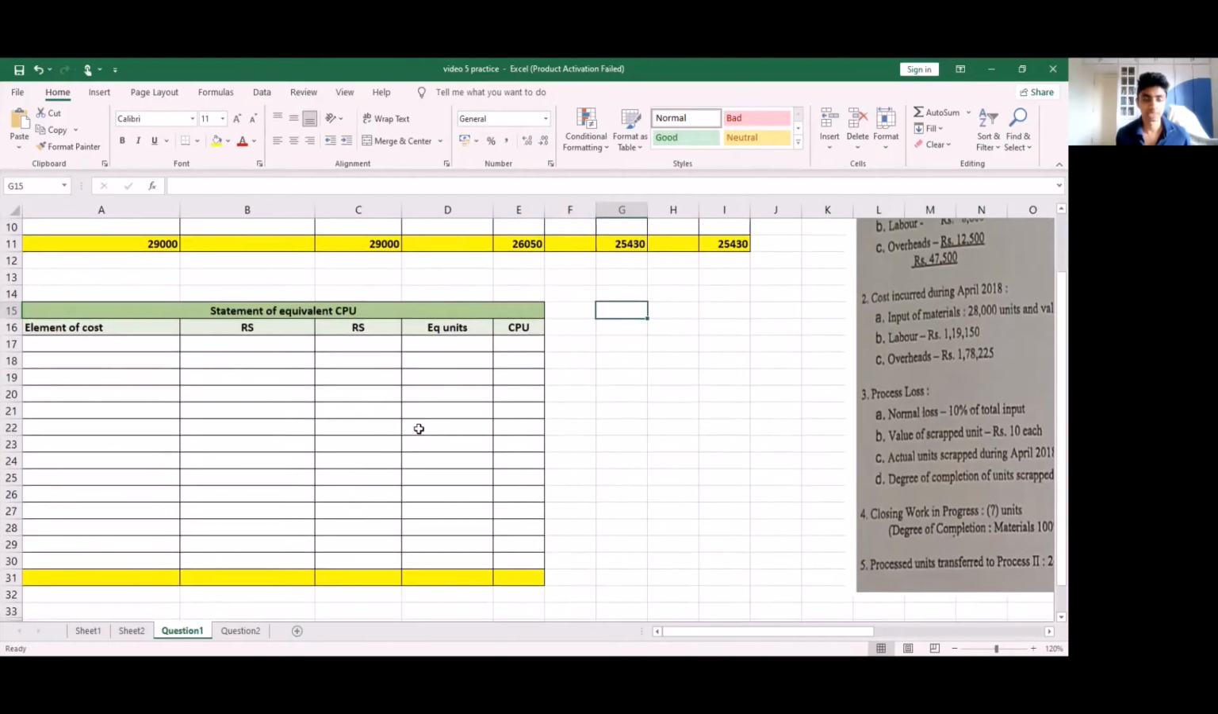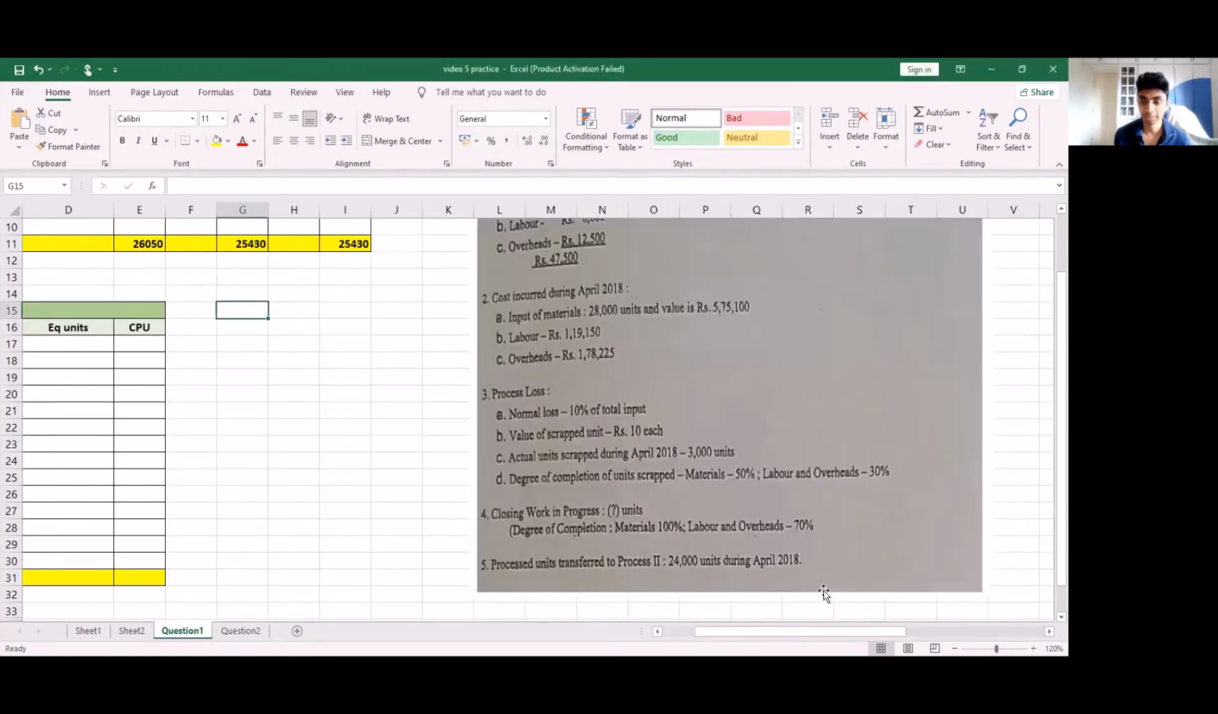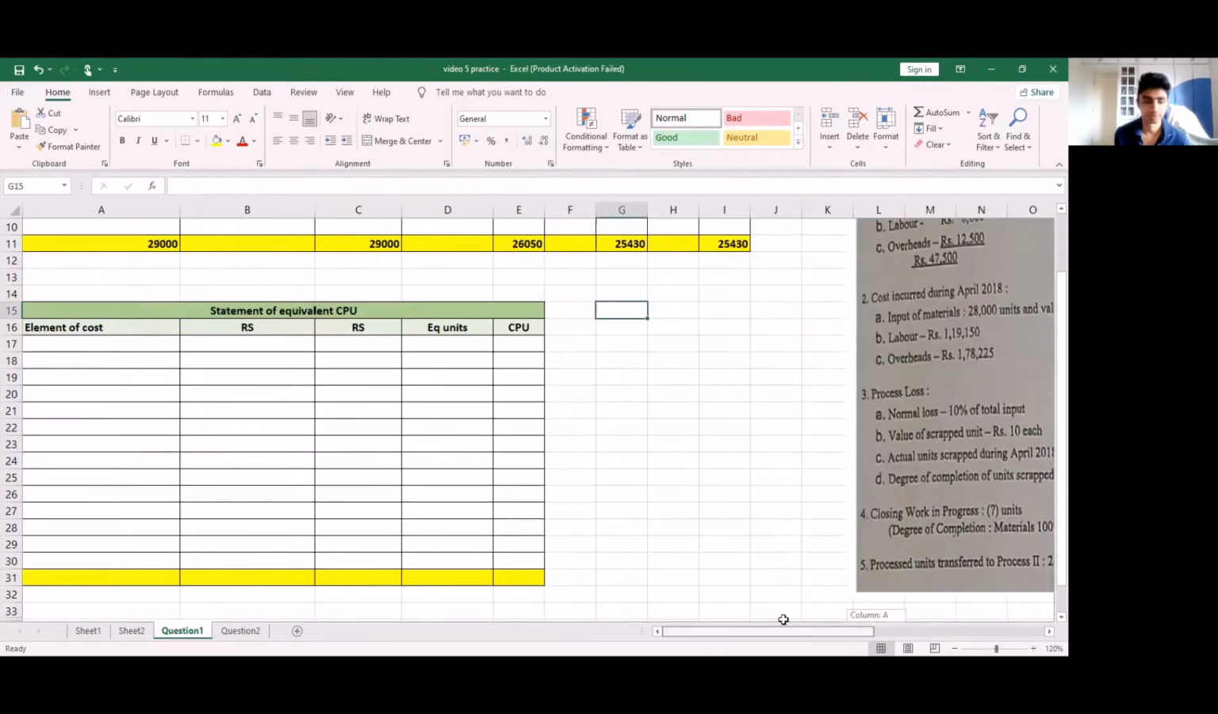This is where lies our second difference. Normally, in our FIFO method, we would simply write materials, write the amount of 5,75,100 and subtract normal loss from it. For labor, we would write 1,19,150, and for overheads, we would write 1,78,225. But when it comes to weighted average method, there is an extra step. Let's take a look at what it is.